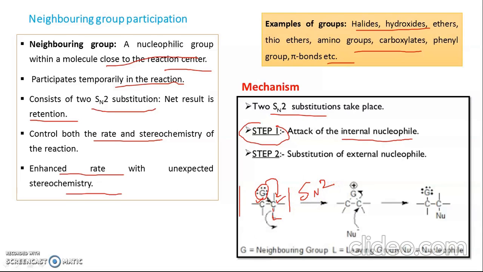Now in the second step, leaving group is already removed. So now we are getting this type of cyclic structure. In the second step, there is another SN2, and here the nucleophile is attacking at this carbon. Normally if it is simple SN2, the nucleophile always attacks from the opposite side of the leaving group, but here the nucleophile is attacking from the same side, that is the same side where our leaving group is already present. So that is why in the final product we will expect retention of configuration. So in the second step, it is substitution by the external nucleophile. So this is our external nucleophile. Okay, so this is the general mechanism. And remember, all these groups can show neighboring group participation.